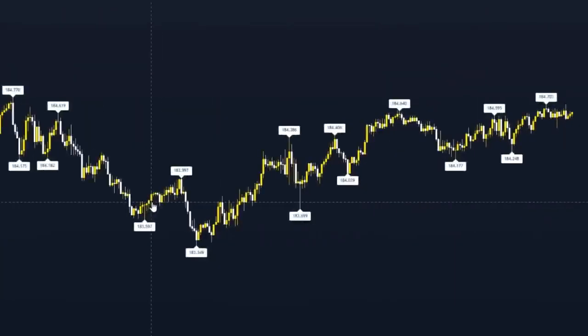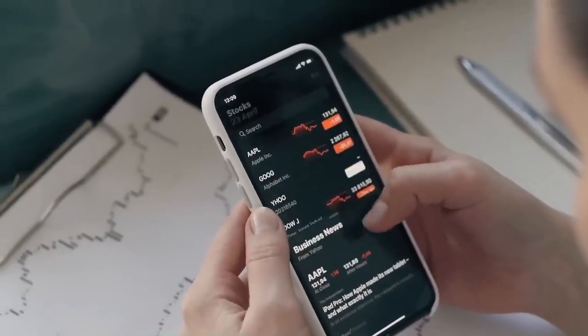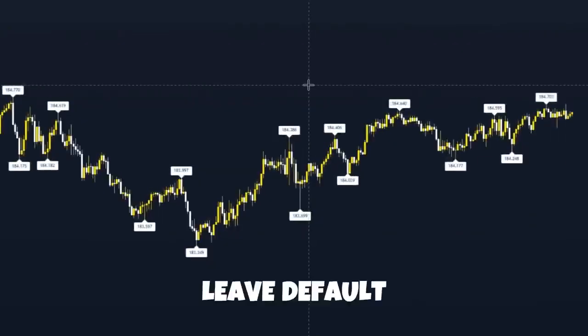You may have used this indicator before or this strategy before, but I promise you when you see these indicators combined with one another, you're going to want to watch the entire video. Okay, so like I said, leave that as default.